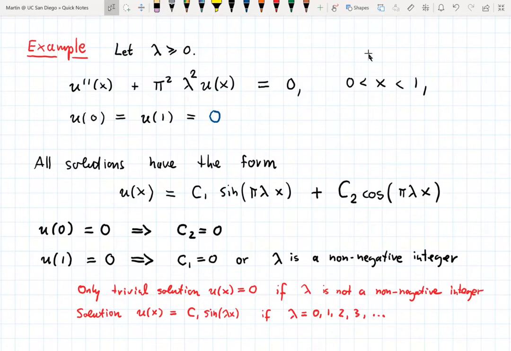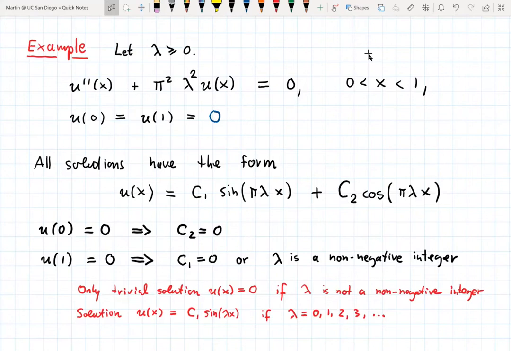Let's recall the general solution to that differential equation. u(x) equals c1 times sine of pi lambda x plus c2 times cosine of pi lambda x. The general solution is very similar to the general solution of the previous two examples, except this time we've got this parameter lambda within the function. Again, we would like to determine the coefficients c1 and c2. Now, on the one hand, plugging in x equals 0 fairly easily shows that c2 must be 0. So the cosine part must be 0, and so u(x) equals c1 times sine pi lambda x.